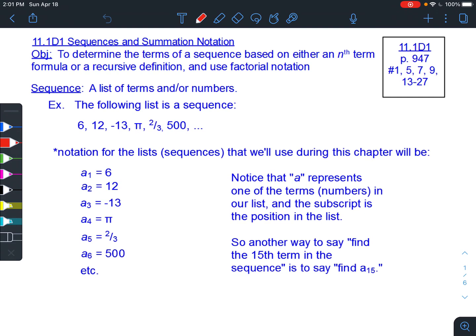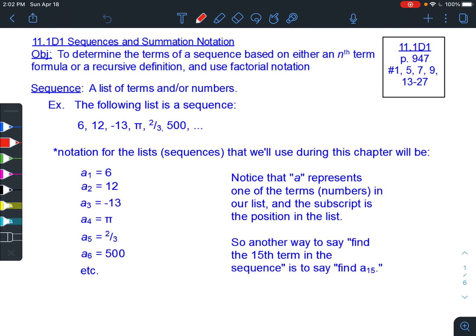Here we go. Now a sequence is simply a list of terms and/or numbers. That's all it is. So for example, the following list is in fact a sequence: 6, 12, negative 13, pi, 2/3, 500, and we could keep going if we wanted to.